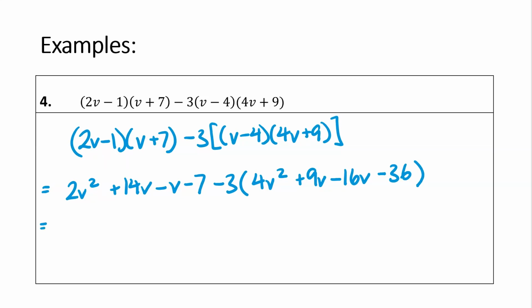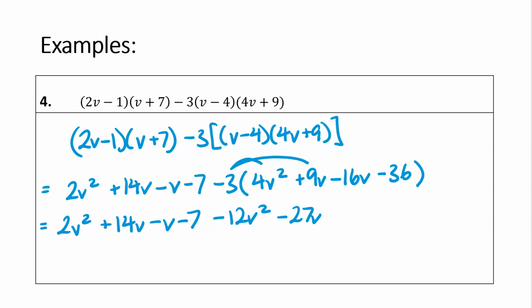Okay, so we continue. We can just keep the 2v squared plus 14v minus 7 as is for now. And this negative 3, we can distribute or multiply it through the brackets there. So negative 3 times 4v is a negative 12v squared. Negative 3 times 9v is a negative 27v. Negative 3 times negative 16v is a positive 48v. And negative 3 times negative 36 is a positive 108.